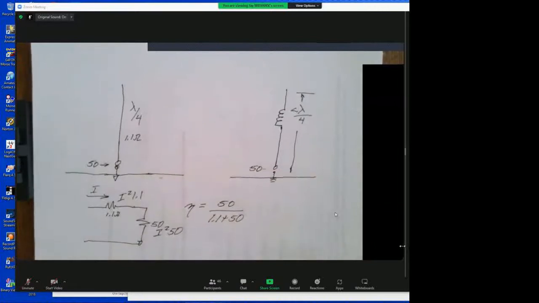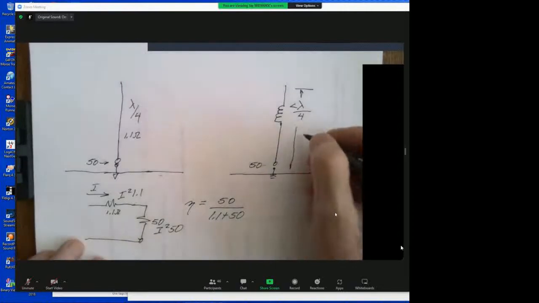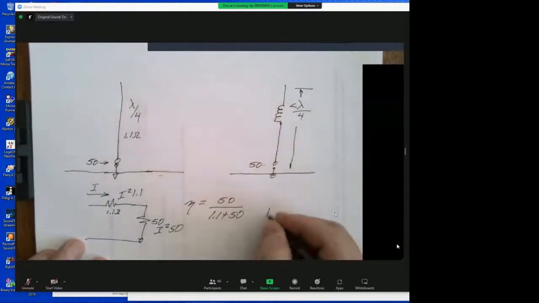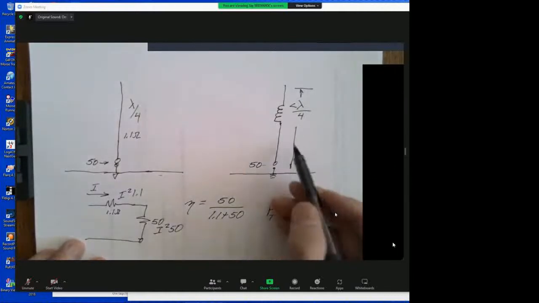Okay, so you're saying, well, what's the difference? A couple of things. One, the radiation resistance is smaller. Why? Because I've got the same current, but it's flowing over a shorter distance. Remember, the power transmitted is proportional to the current times the length. If I've got less length, that means the same current is putting out less power.